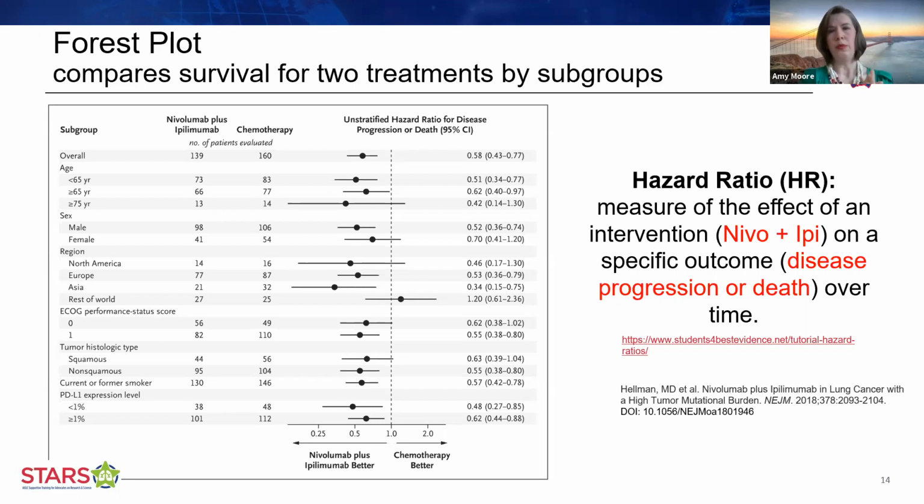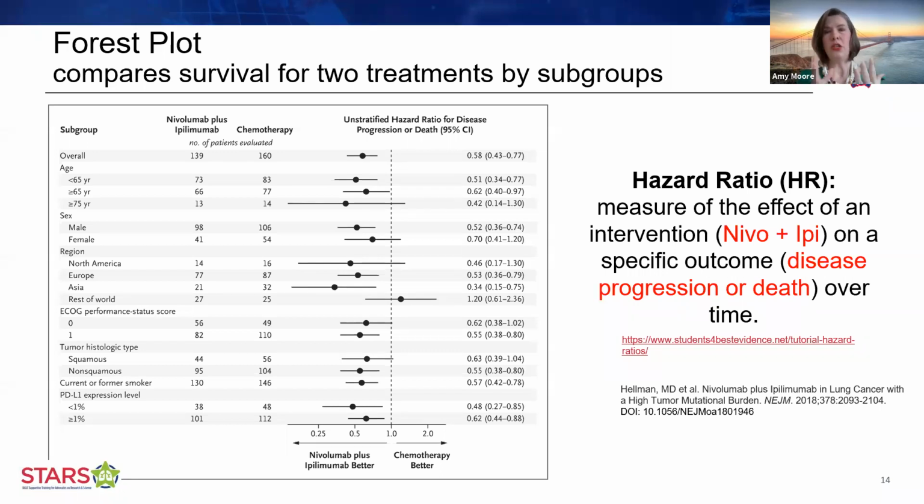So let's look at the chart. What you see in the left-hand column is subgroup. So you see the overall group, and then it's broken out by different categories or subgroups. That's defined by age, by gender, by region, by performance status. And then as we go across, we see two columns, one for the combination of the two drugs that are being studied, and then we see chemotherapy alone. Now, those columns show us the number of patients who are being evaluated in each different category.